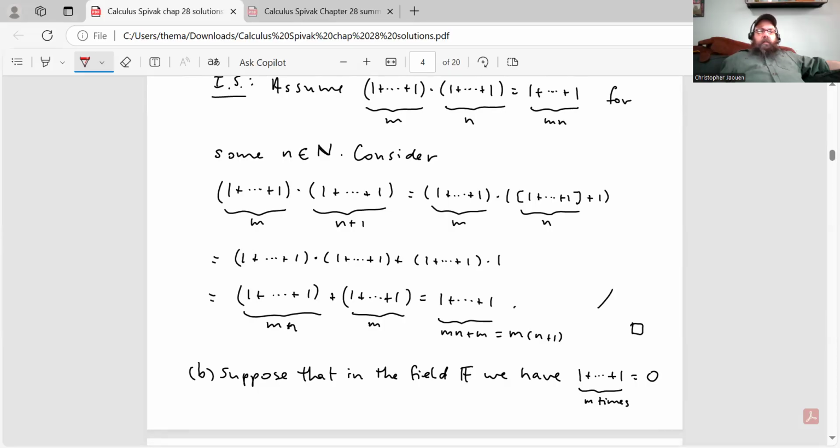And then when we use the inductive hypothesis, the first part here is equal to this, and then this is just the sum of 1 with itself m times because we're multiplying by the multiplicative identity. That gives us the sum of 1 with itself m times n plus m times, which again is equal to m times (n plus 1). Therefore, the property holds for all natural numbers.